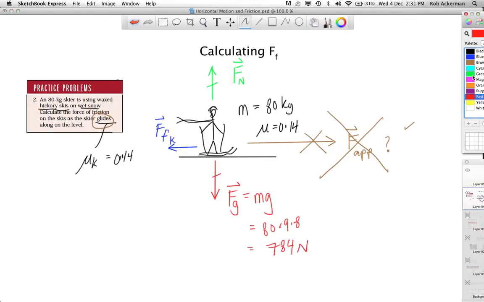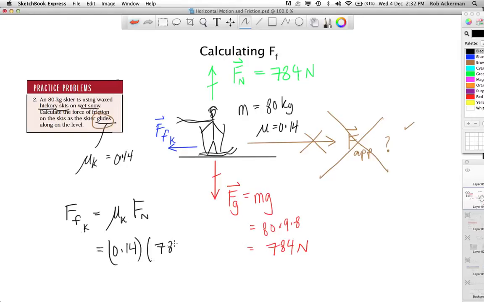And so right away I know that the normal force is also equal to 784 newtons because these are balanced vertically. And now I can start writing out the rest of my solution. What is the force of friction? Well, remember the fact of the video. Force of friction, in this case kinetic, will be equal to mu k times Fn, which is 0.14 times the 784 newtons. And so if I multiply these, what do I get? 109.76, sig-figged to 110 newtons, which should be written as 1.1 times 10 to the 2 newtons.